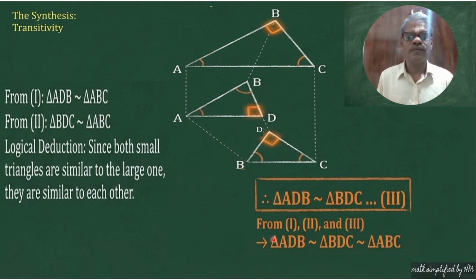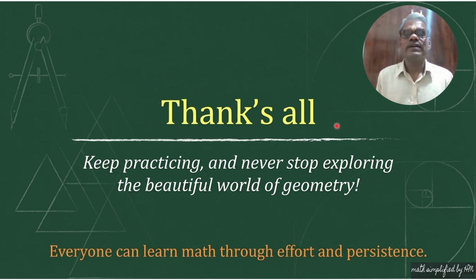Now from the first, second and third similarity, we get triangle ADB is similar to triangle BDC is similar to triangle ABC.